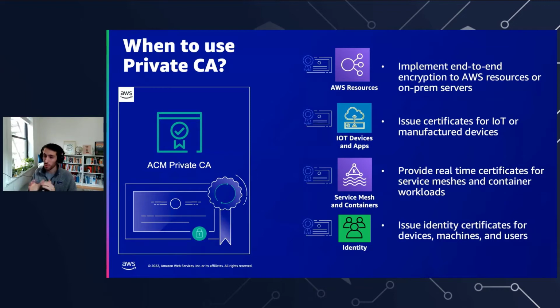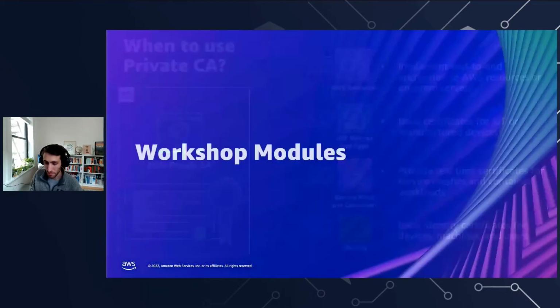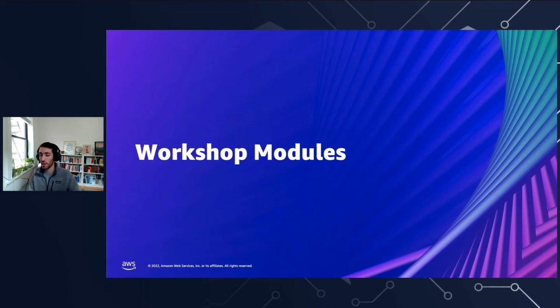Okay, so that's the background on what ACM Private CA is, but let's talk about what this workshop will cover. There are a few modules. We're not going to have time to hit each and every module within the next 1.5 hours, but we're going to hit at least one or two. This workshop is publicly available, so you can go and complete the rest of the modules on your own, and you can complete specific modules that you and your organization are interested in.